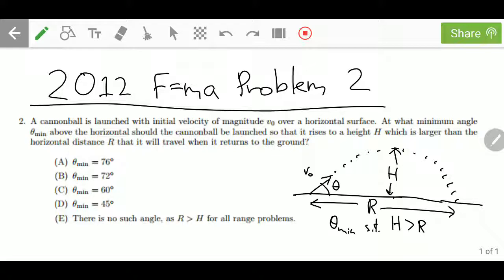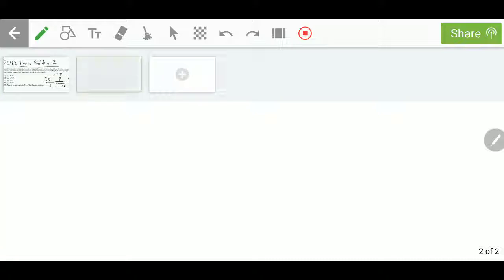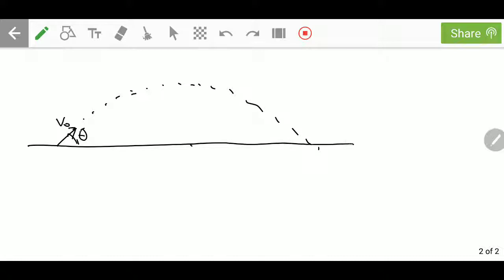So what we will want to do naturally is compute h, compute r. Both of these are relatively simple projectile motion problems, and then find the angle at which these two are equal. And for larger angles, h will be greater than r, and for smaller angles, h will be less than r. So we can do this in general. Let's say we have an angle theta, initial velocity v naught. We have some trajectory like this.